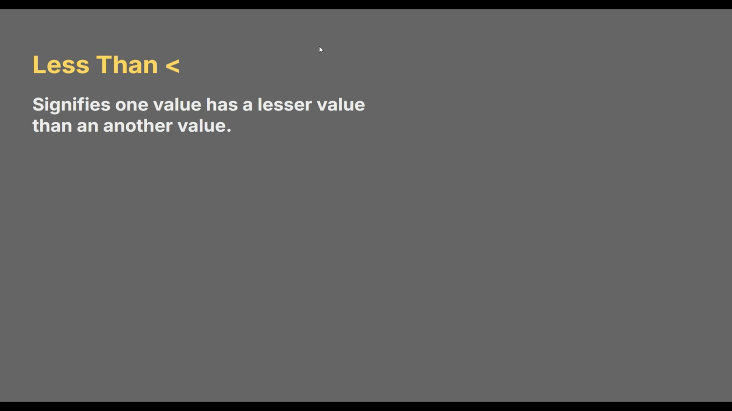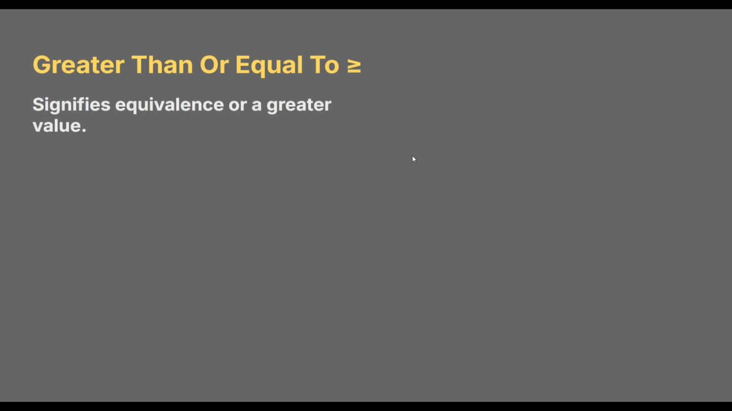Less than signifies one value has a lesser value than another value. Greater than signifies one value has a greater value than another value. Greater than or equal to signifies an equivalent or a greater value. Much less than signifies a much lesser value. Much greater than signifies a much greater value.